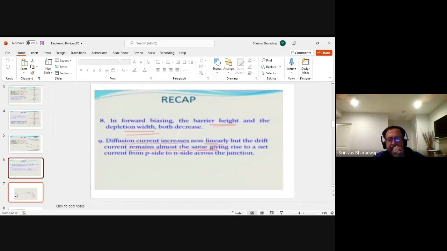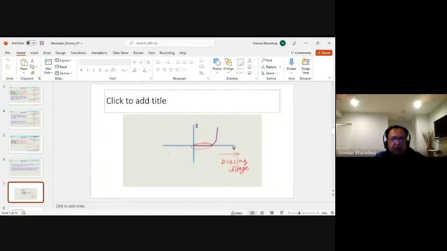Drift current is due to thermal reasons. Diffusion current is based on the potential you apply, and so that is non-linear because it's a curve. Over a short range it can be thought of as linear, but it is a curve like that. That's why it is said to increase non-linearly. The I versus V is a curve like that. In this phase, there is no current up to a certain voltage. Above a certain voltage, there is current.